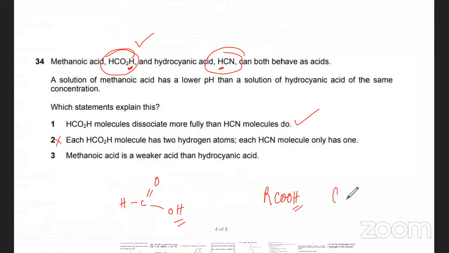Like in ethanoic acid, we don't care if it's got 4 H's. It's only this H that's going to dissociate. Right. And methanoic acid is a stronger acid. They've already told us that it's got a lower pH. Okay.